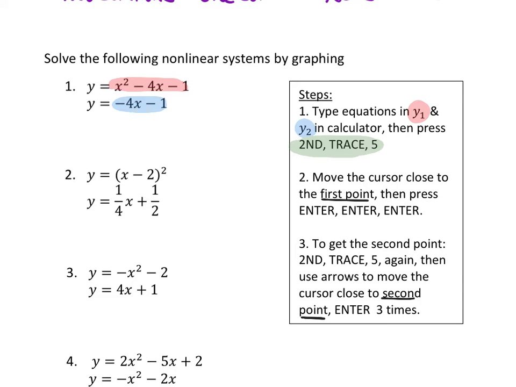So we go to that y equals button up at the top of the screen, and we're going to type in what we see. We see x squared minus 4x minus 1. Remember 2 things, that the x button you want to use is here next to alpha. That's the button you use for x. And when we go to the second equation, negative 4x minus 1.